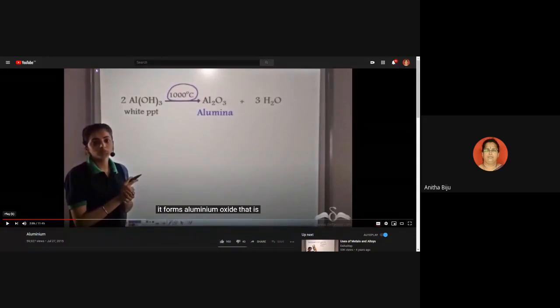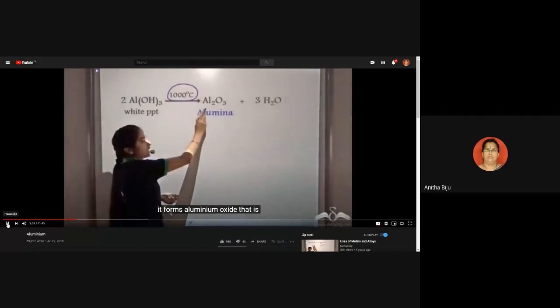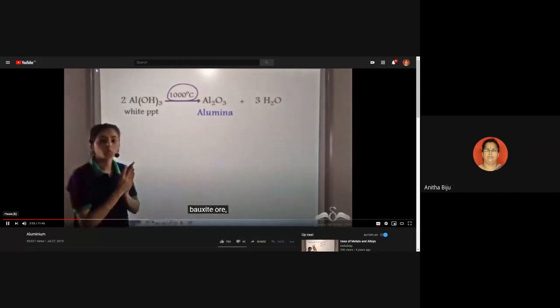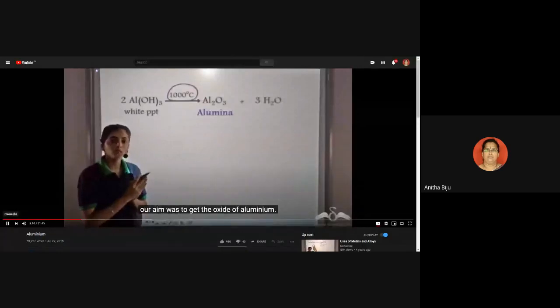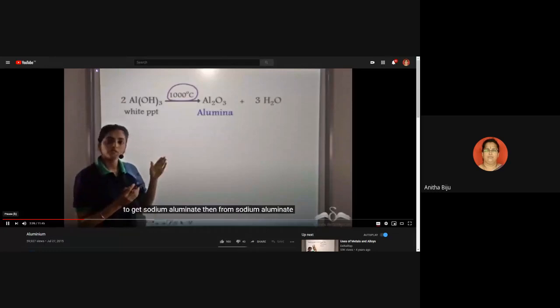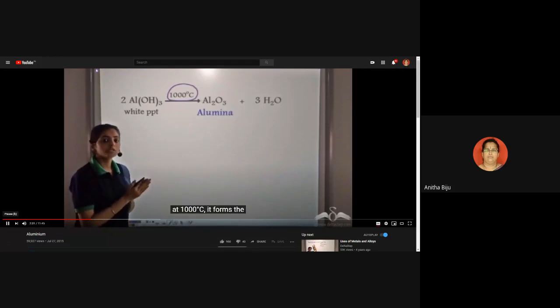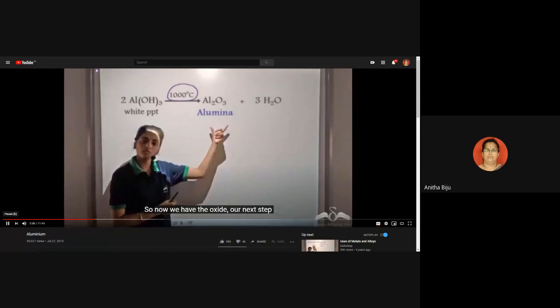That is, 3 equations are related to the first part of extraction of aluminium. Clear? Oxide, that is alumina, Al2O3, and it forms water. So from concentrated bauxite ore, our aim was to get the oxide of aluminium. So from bauxite, we use sodium hydroxide to get sodium aluminate. Then from sodium aluminate, we get aluminium hydroxide. Then we heat this aluminium hydroxide at 1000 degrees Celsius. It forms the oxide of aluminium, which is known as alumina. So now we have the oxide.